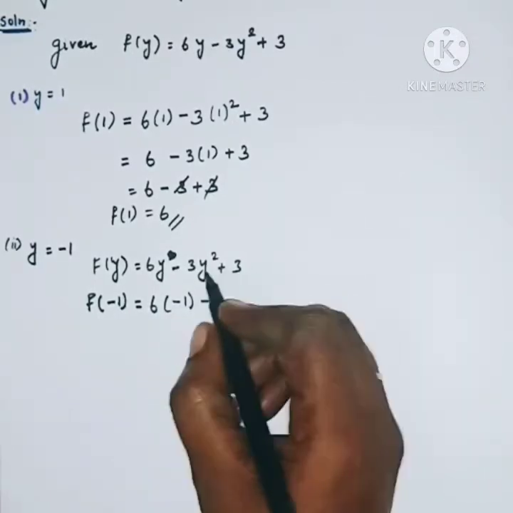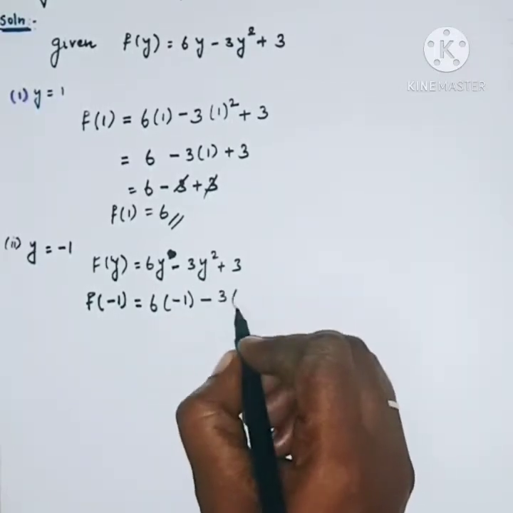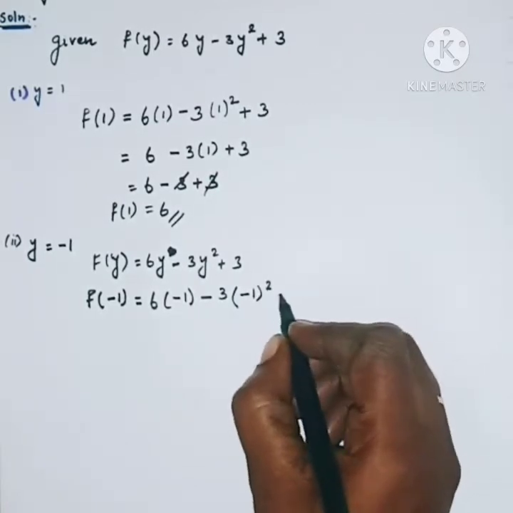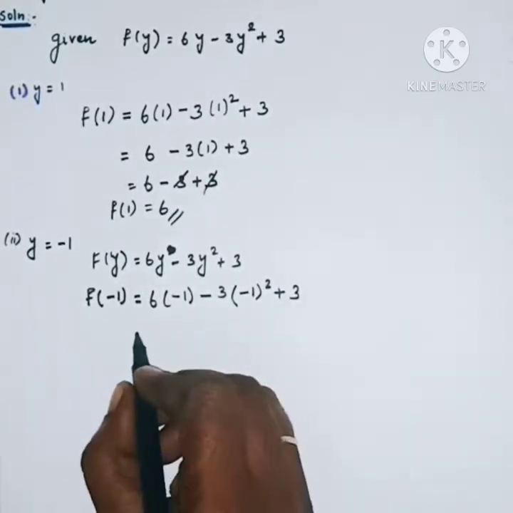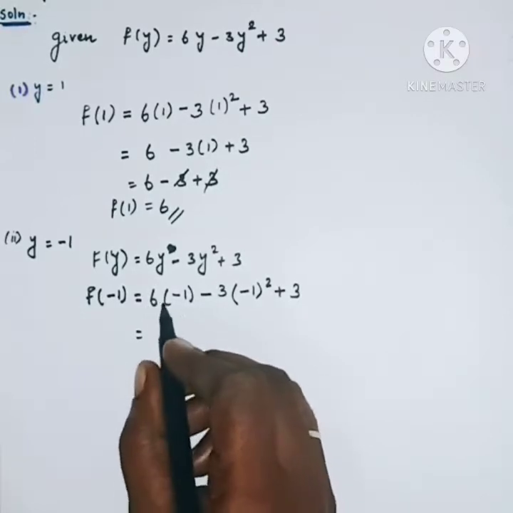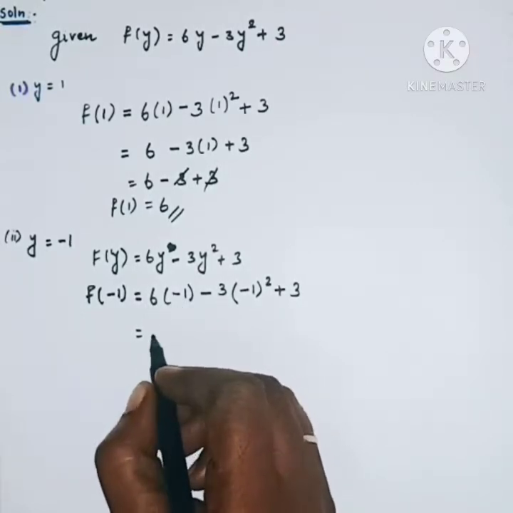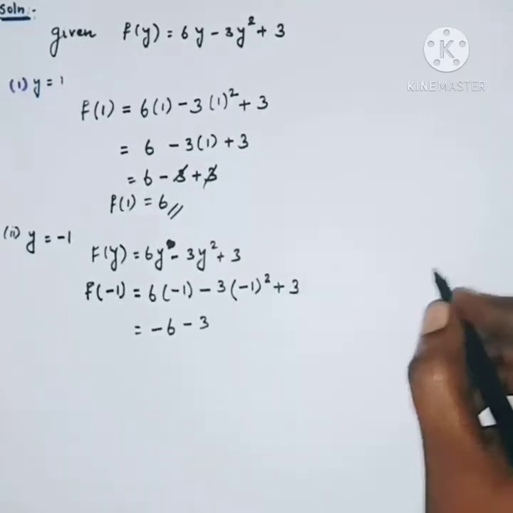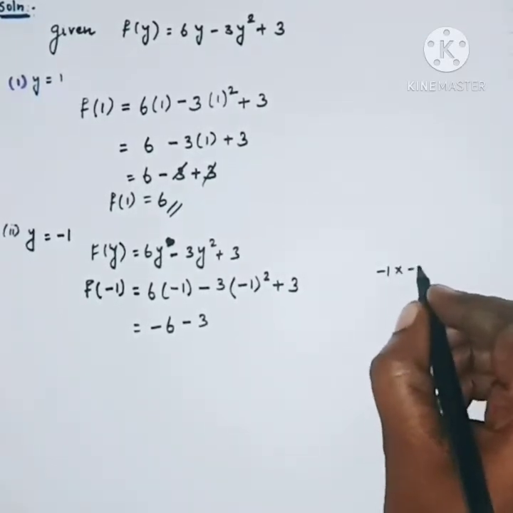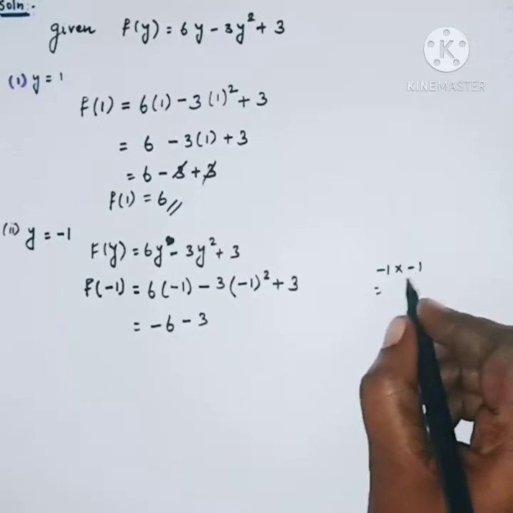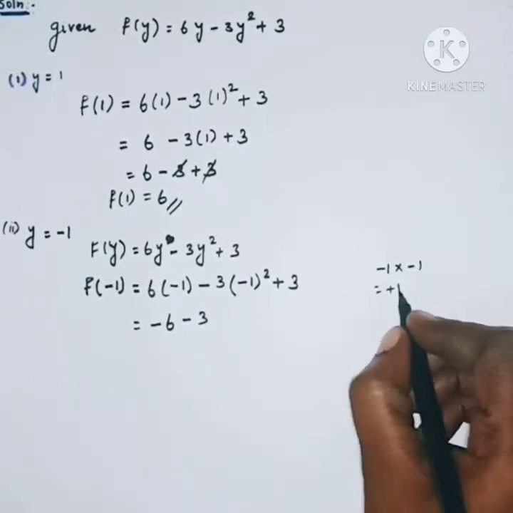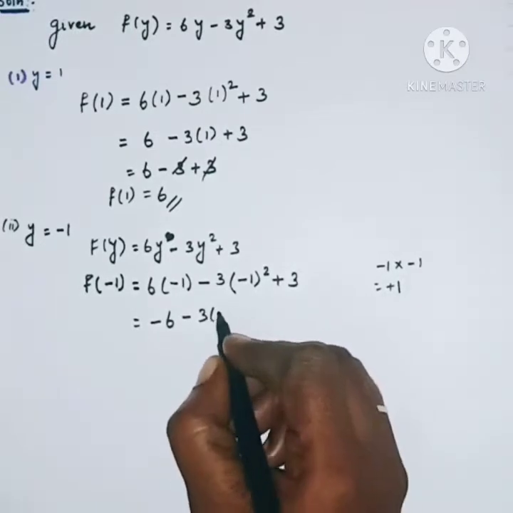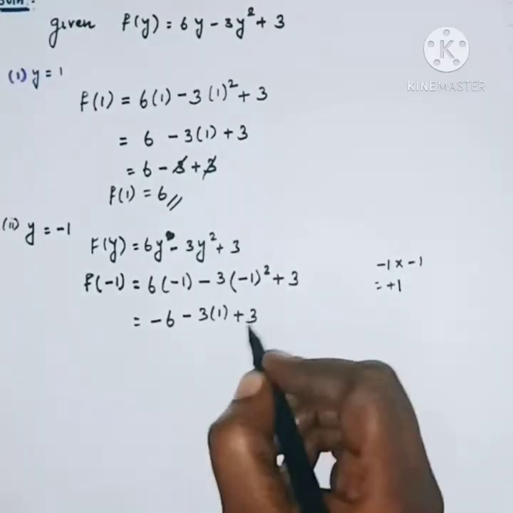So 6 into minus 1 minus 3 into minus 1 square plus 3, which is equal to 6 ones are 6. So here is minus 1, so we have minus 6. Now minus 3 into minus 1 square is minus 1 into minus 1, which is equal to minus into minus is plus, 1 ones are 1. So minus 1 into minus 1 is plus 1. So we get plus 1 plus 3.